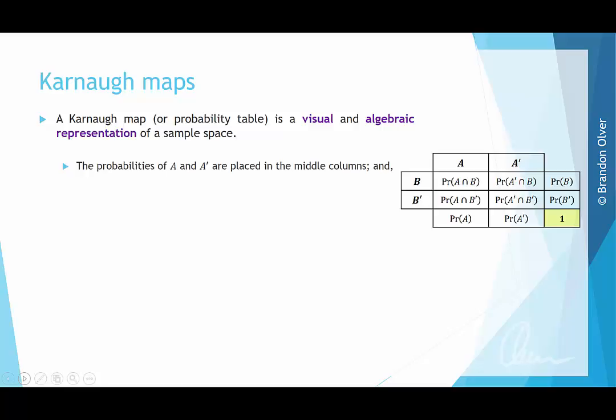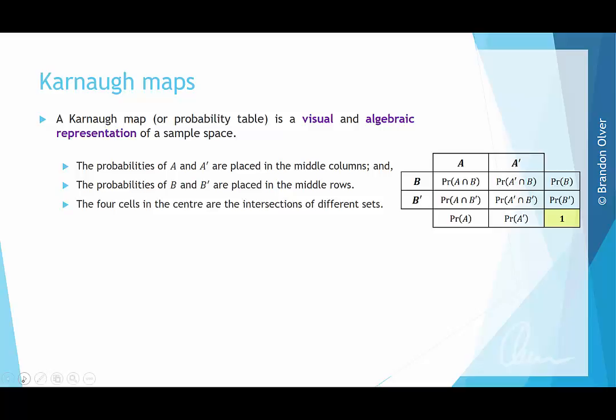In the map, the probabilities of A and A complement, so remember that A dash is A complement, are placed in the middle columns, and we have the probabilities of B and B complement placed in the middle rows. The names of these events A and B could change, and you could also put A in the rows and B in the columns. It doesn't really matter, but that's how we set up our Karnaugh map. The four cells in the center, which I'll highlight or outline in red, represent the intersections of different sets, and we'll explore that a little bit more in a moment.